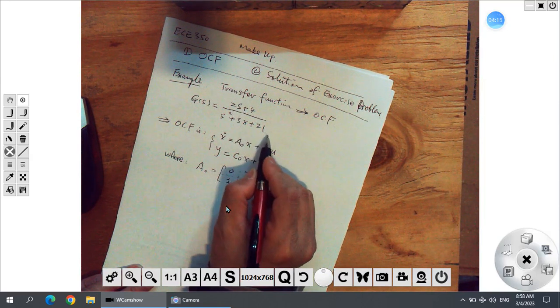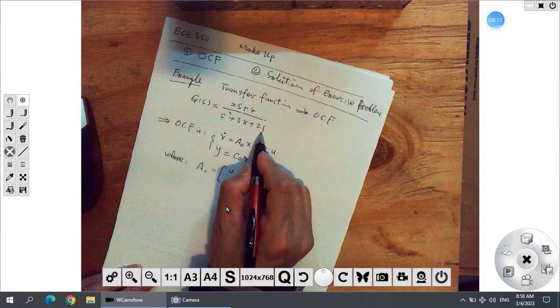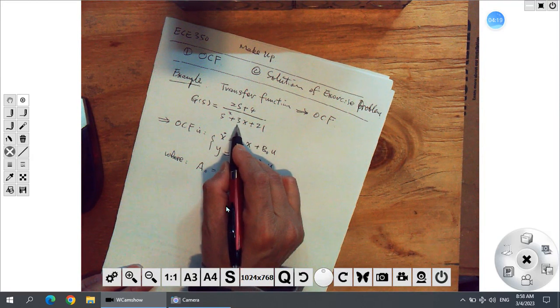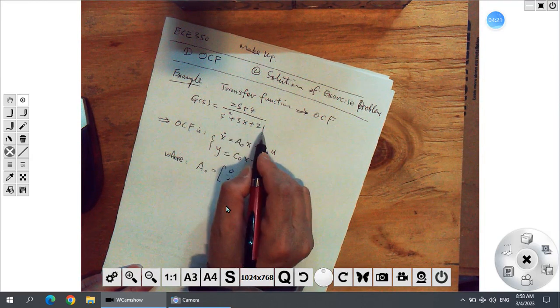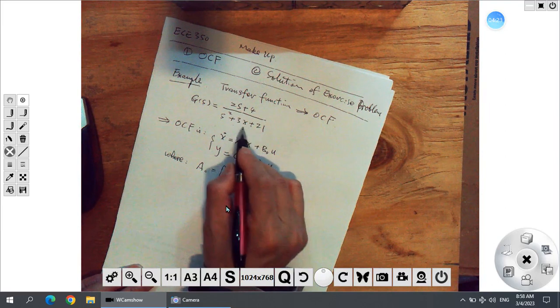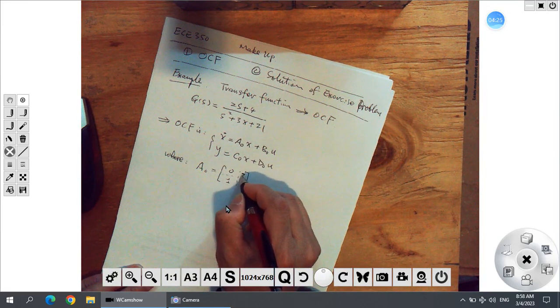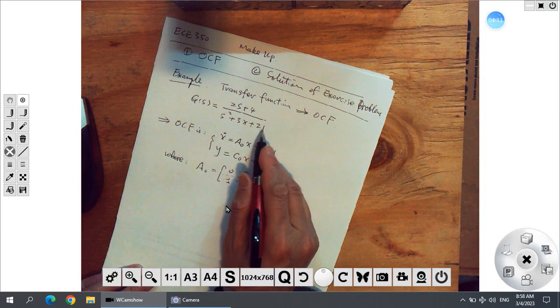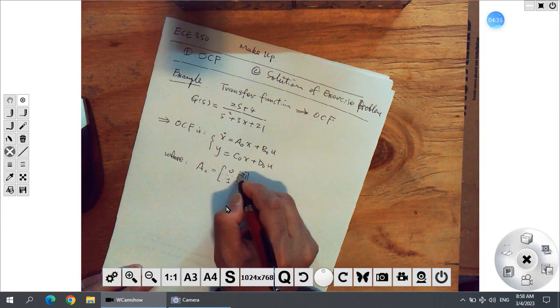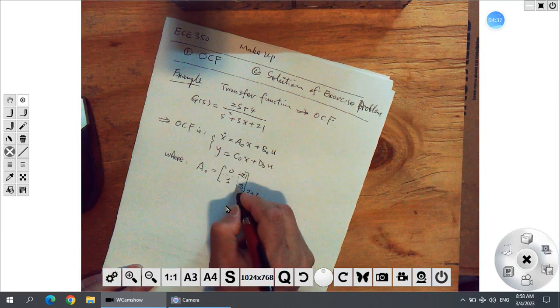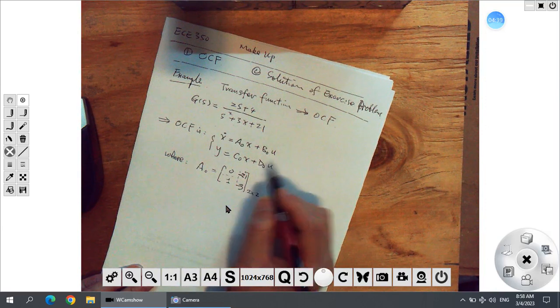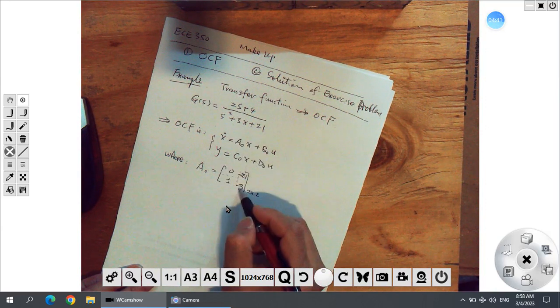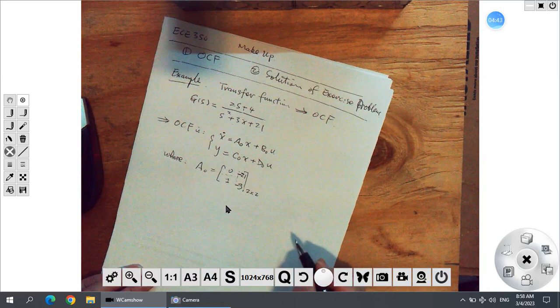Now the constant term is 21, and the next coefficient is 3. So we use these 2 numbers. We put 21 here, and then 3. After this, we change the sign of these 2 numbers. So the positive 21 becomes a negative 21, and the positive 3 becomes a negative 3. Alright, so this is AO.